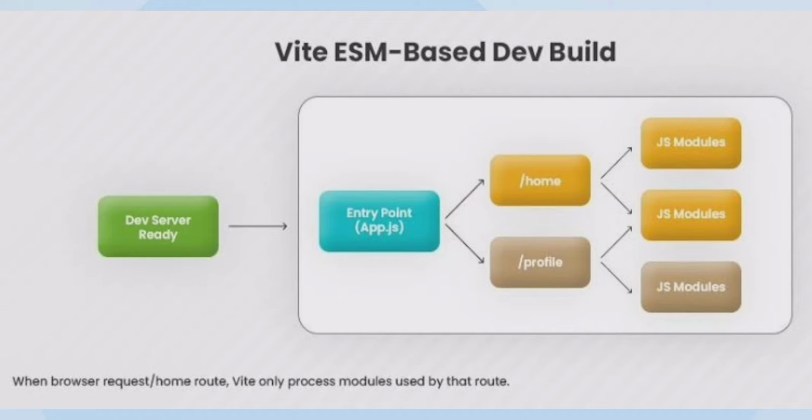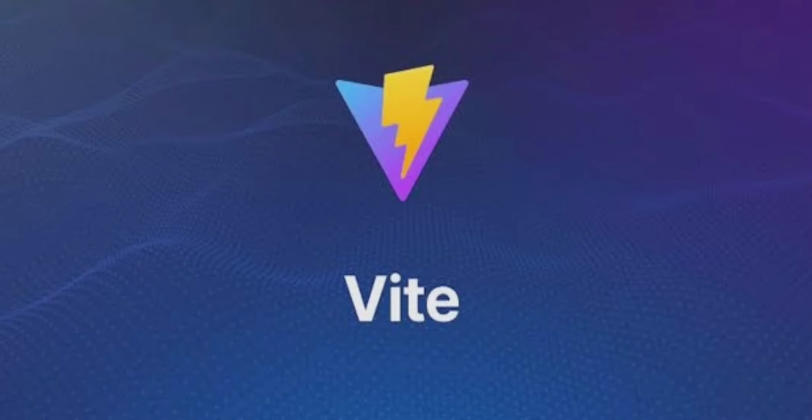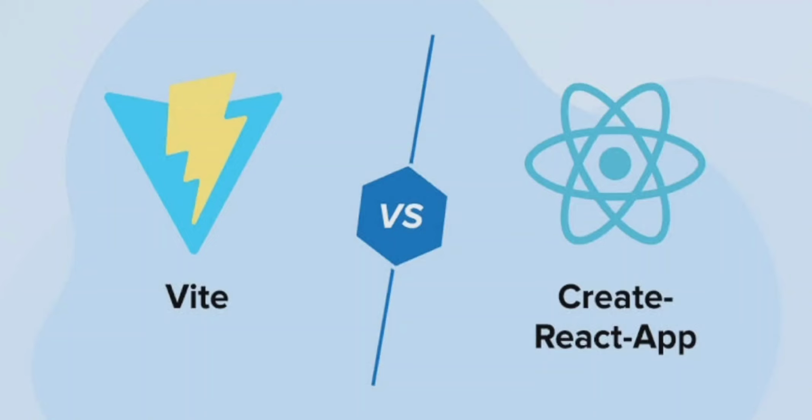Because of these native ES modules, when you change a file, Vite updates only the specific modules using hot module replacement without reloading the whole page. This means you get super fast feedback while coding. And during production mode, Vite switches gears and uses Rollup to bundle and optimize your app. It minifies the code, splits it for better performance, and creates production ready assets. So with Vite, you get speed during development and optimization for production.